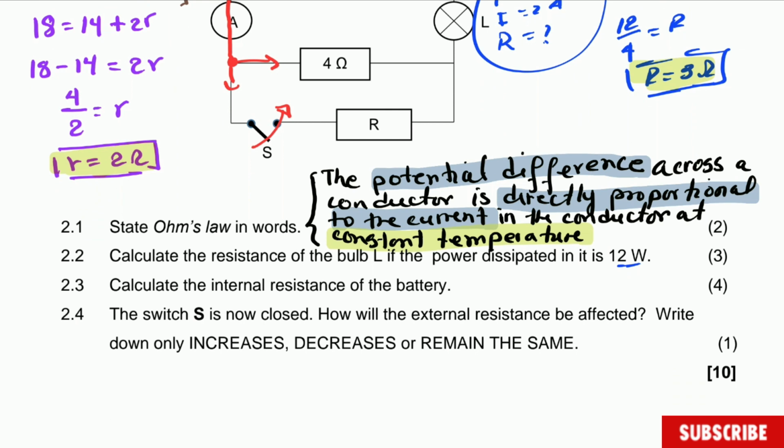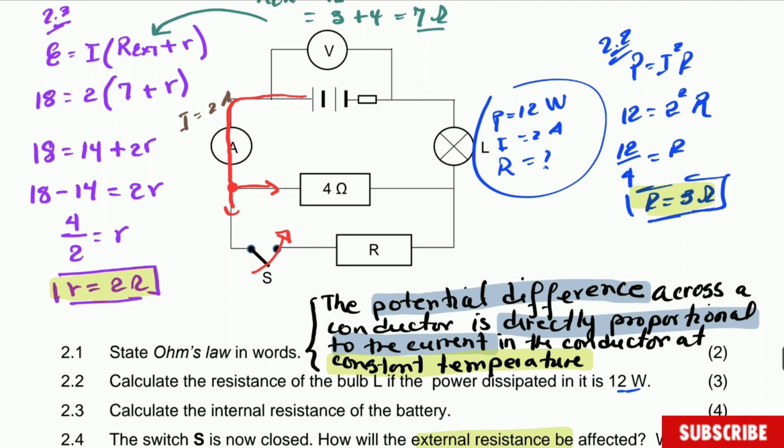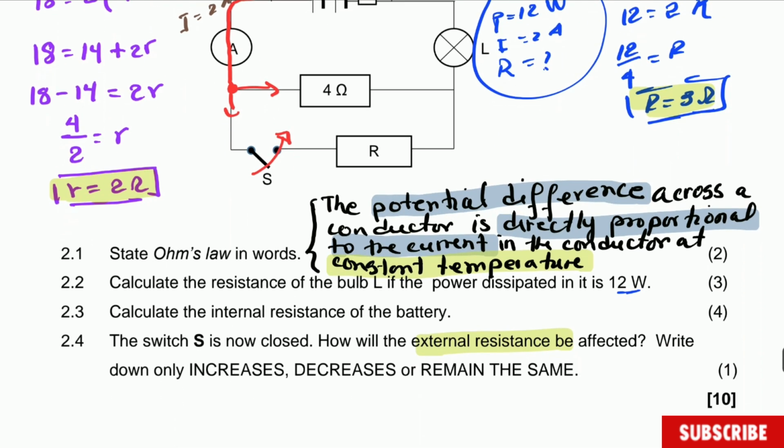Okay, so if the switch is closed, how will the external resistance be affected? They're talking only about the external resistance here. Write down increase, decrease, or remain the same, and they, guys, don't want to explain this. To me, this could be the most tricky question on electric circuits, the one when you have to explain what happened if you change the circuit in any way. So now what is happening here for the external part of the circuit? We are going to work only with the external part of the circuit.